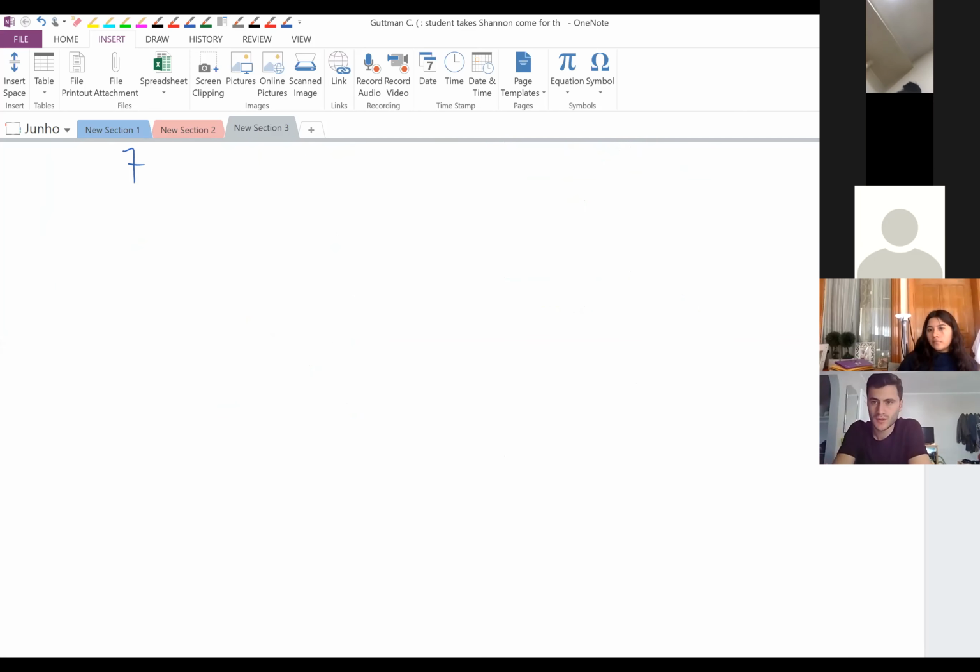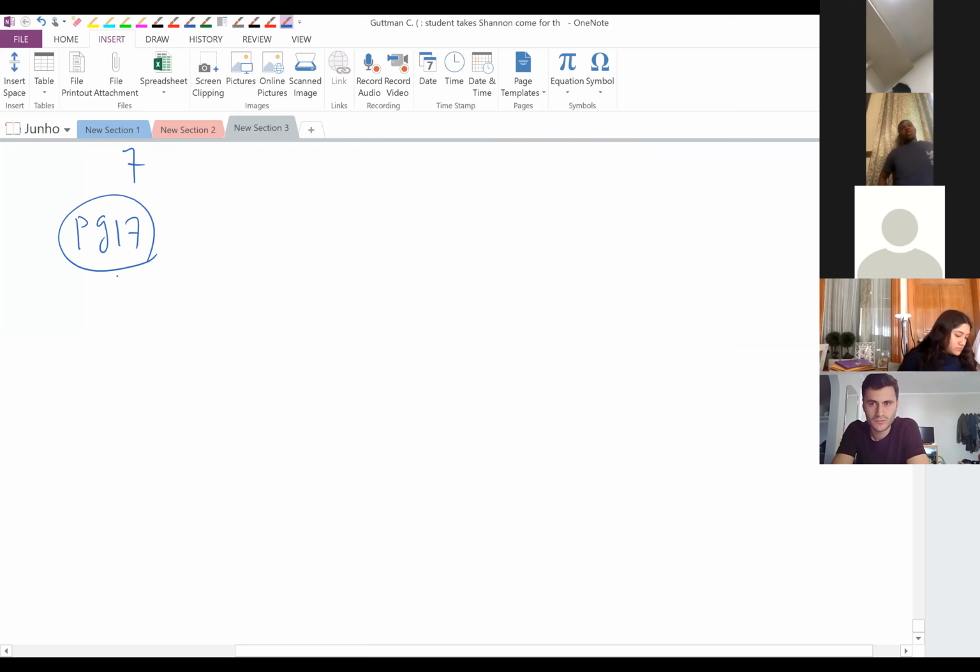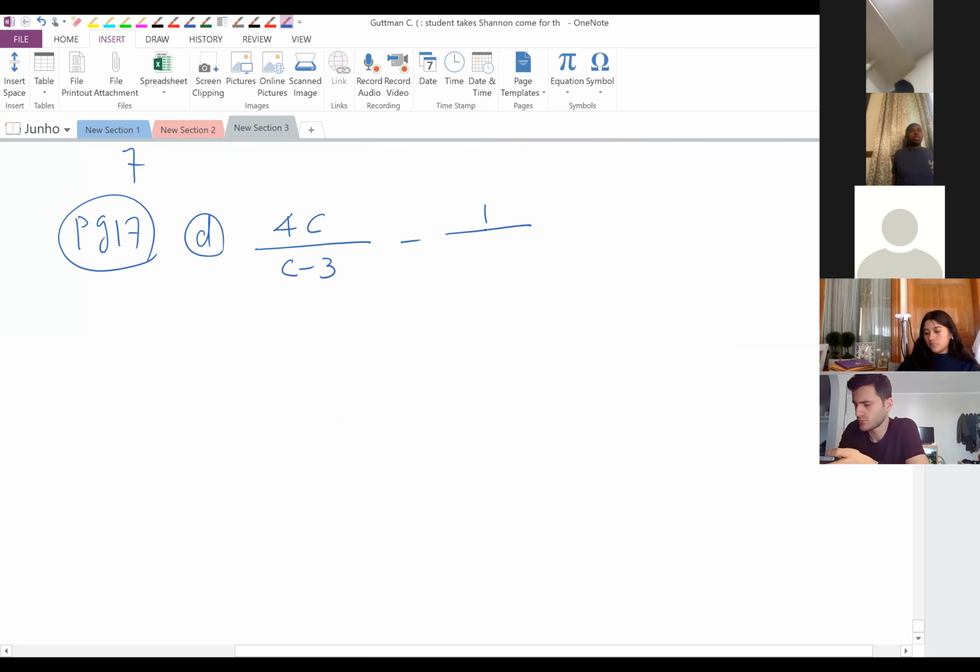So this is page 17. I will do D first. 4C over C minus 3 minus 1 over C plus 1. Okay. The focal point is you look at the two denominators. They both are binomials, right? Both binomials. And do they share any common factor?